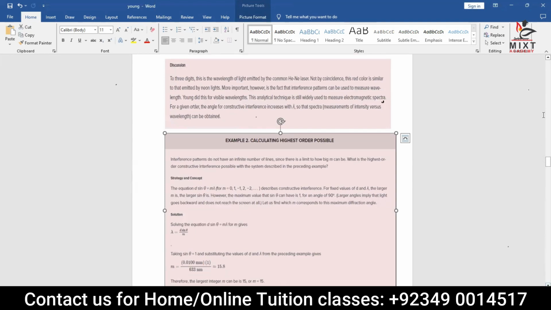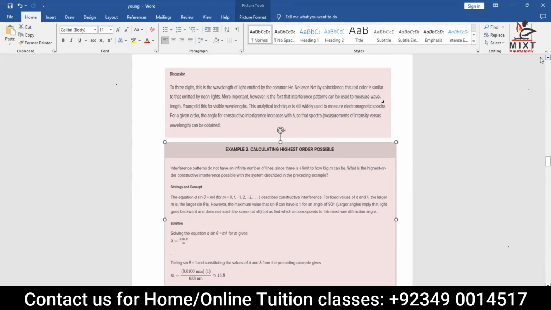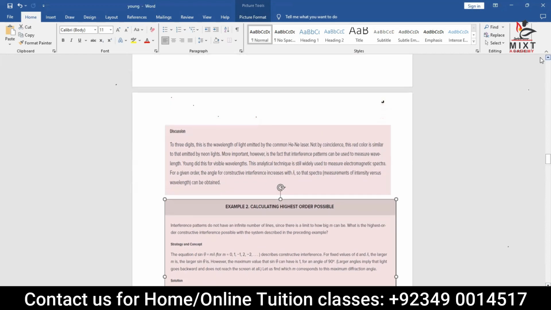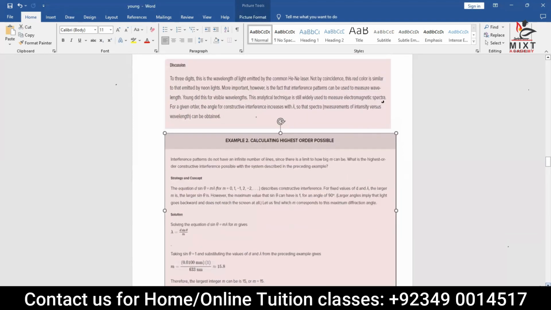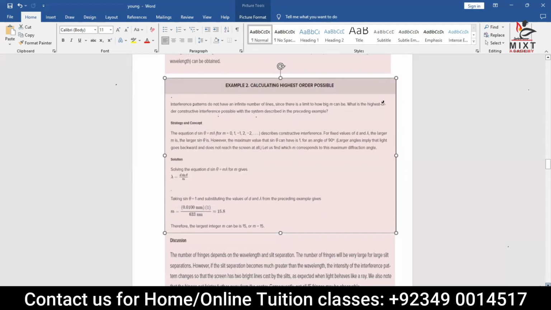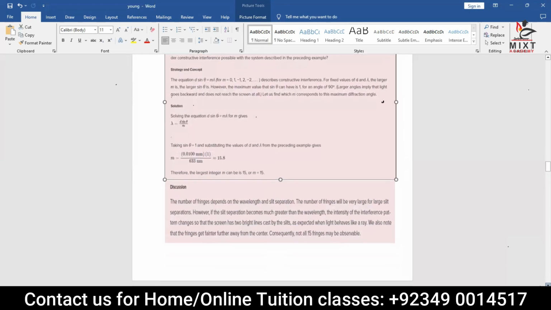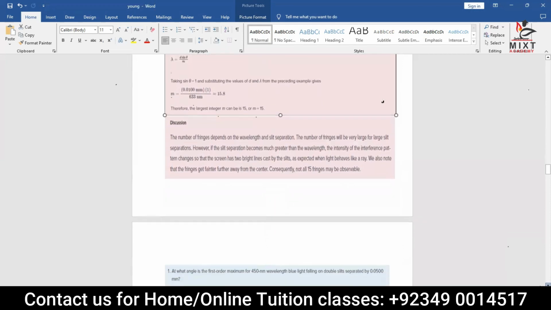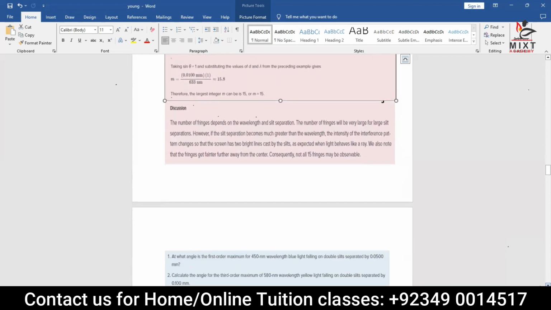Okay, now I want you to try this part. The question is, the equation d sin theta = n lambda describes the constructive interference for a fixed value of d and lambda. N can be easily found out as well. If all the details are given, you can find out n as well. Now let's see that. You can find out the number of fringes as well. Now, I want you to try the first two questions.